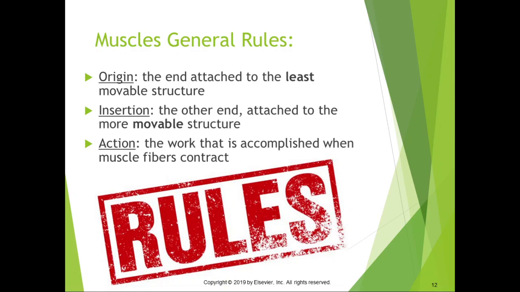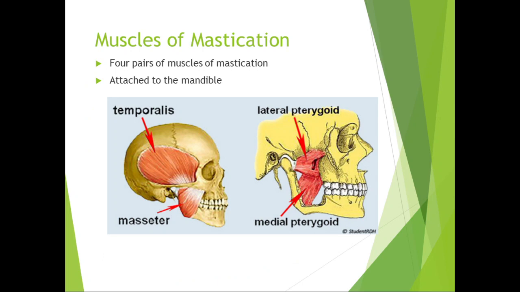And when we talk about action, that is the actual work that happens when those muscle fibers contract. So that action can be lowering the lower jaw, raising the lower jaw, retruding it, or moving it side to side. Okay, so the action is the movement when the muscle contracts. When we talk about the muscles of mastication, there's really four pair that we discuss. They are the temporalis, the masseter, the lateral pterygoid, and the medial pterygoid. All four of these muscles of mastication attach somewhere onto the mandible. The origin starts somewhere else, but they attach down into the mandible.